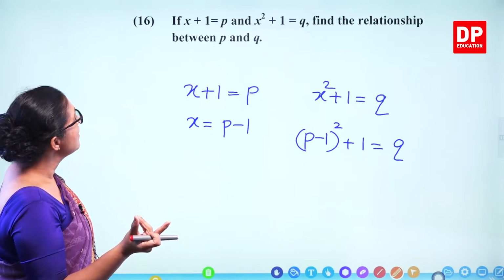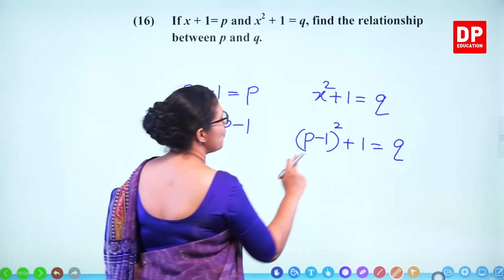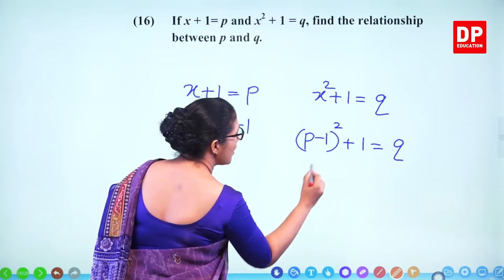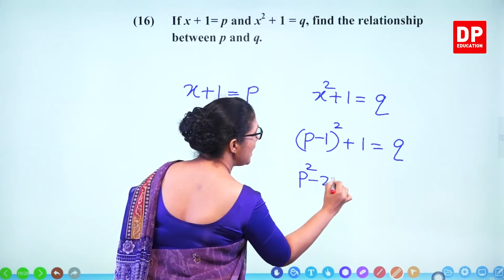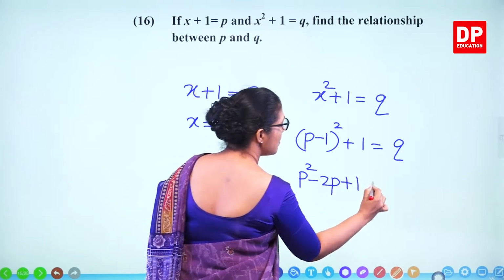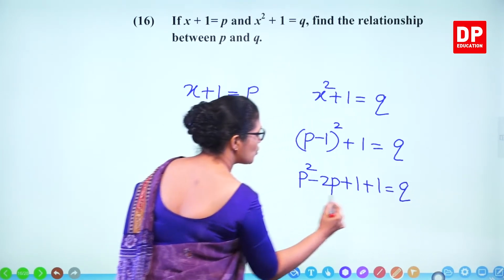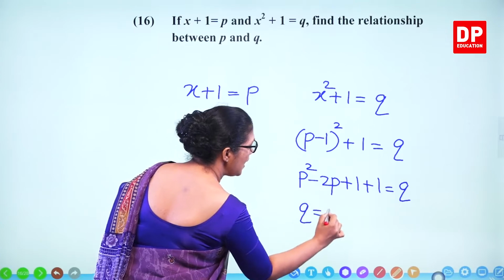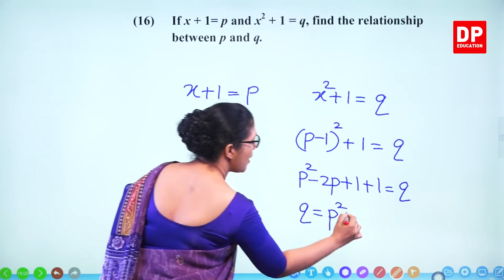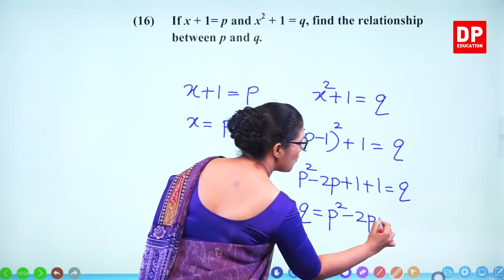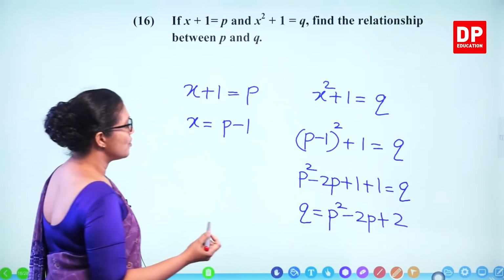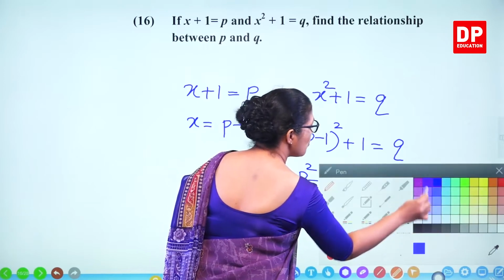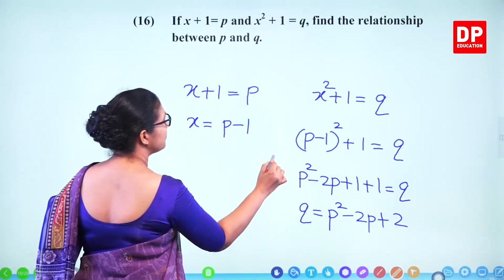So you can simplify if you want. So if you are simplifying, you can square it. P squared minus 2P plus 1 equals Q. So what's Q in terms of P? P squared minus 2P, 1 and 1 becomes 2. So Q is this. So that's the relationship. So you get 2 marks for that.